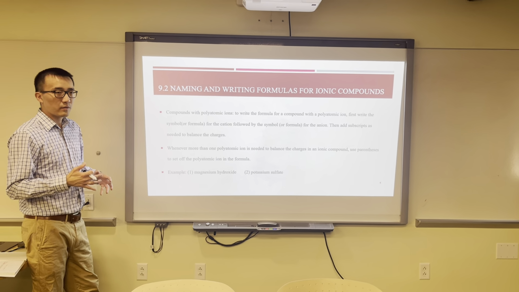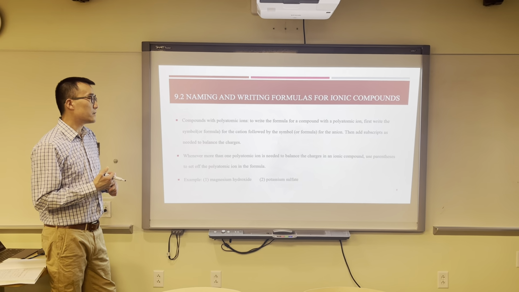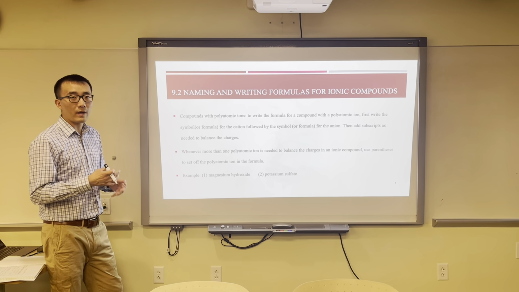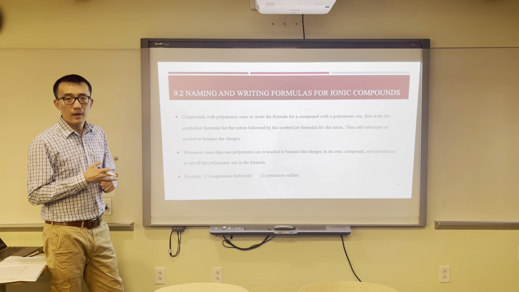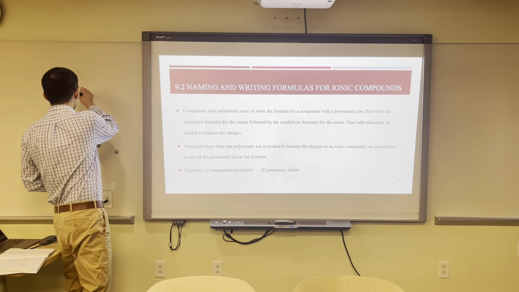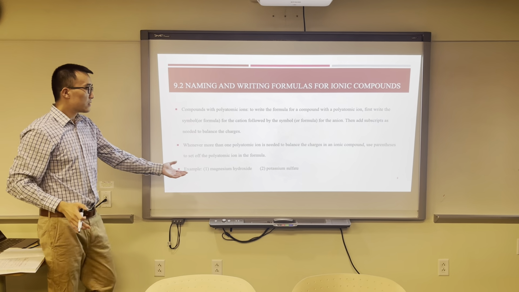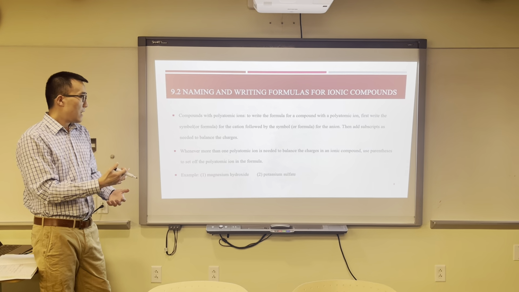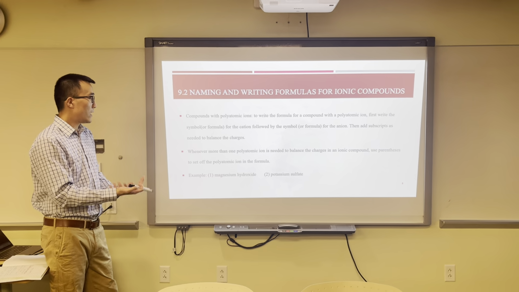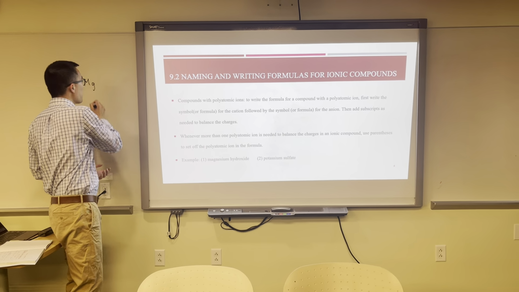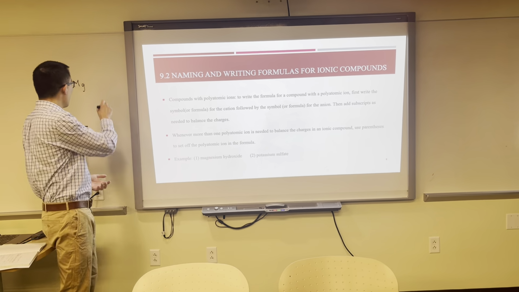And sometimes we need more than one polyatomic ion to balance the charge. In that kind of situation, we have to put parentheses. All right, so let's take a look at an example here, magnesium hydroxide. As shown here, we always put the metal at the beginning and the polyatomic ion right after that. So magnesium, we just write magnesium. Hydroxide, which is OH.